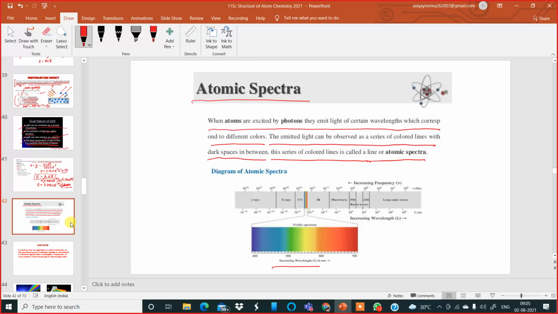So you can see an example given over here. Diagram of atomic spectra in the visible spectrum. Continuous over here. So this is called atomic spectra.